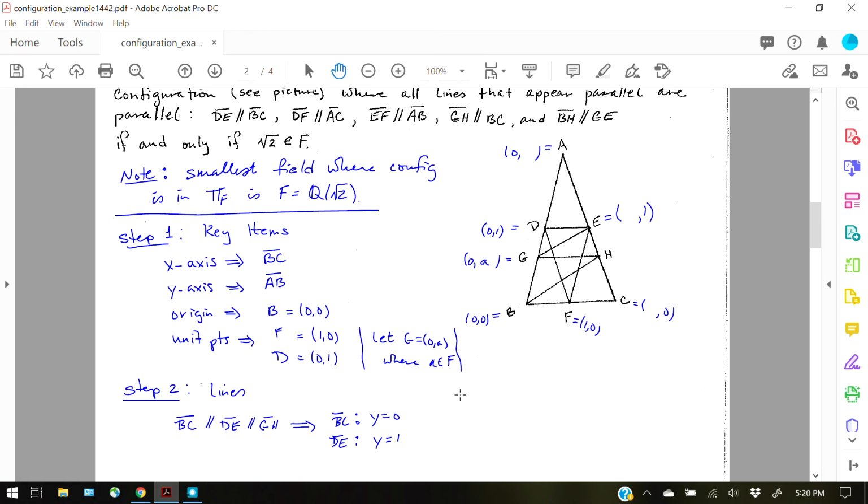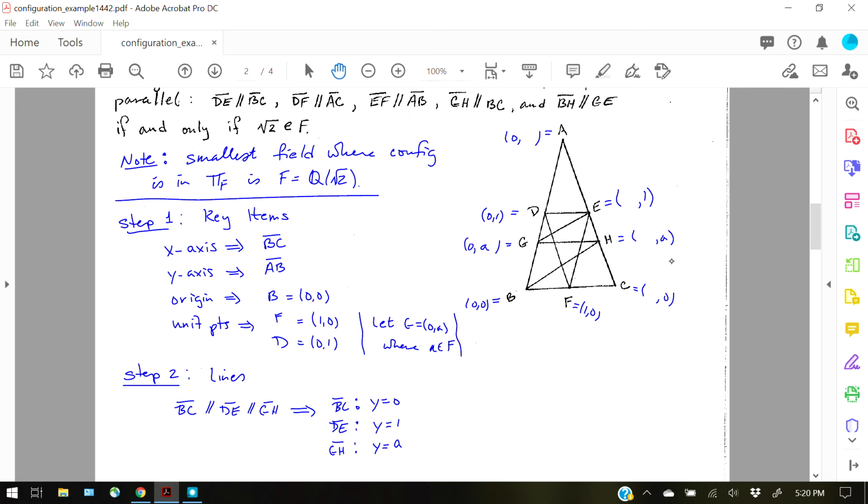Okay. So this then would tell us that our line segment GH has to be a line y equals some constant. Well, it would be y equals that constant A, which would tell you that H, the point, has to equal, well, I don't know what x coordinate, but the y coordinate would have to be A because you're on that constant line.